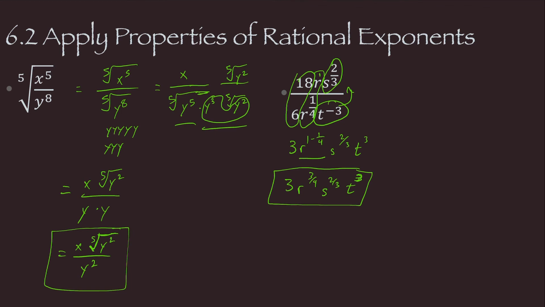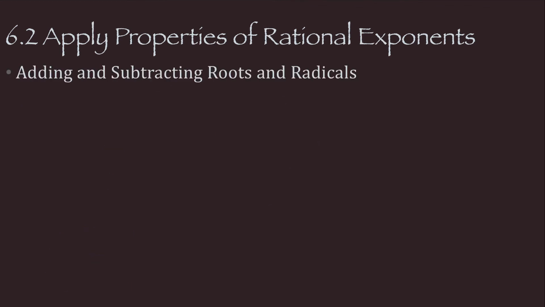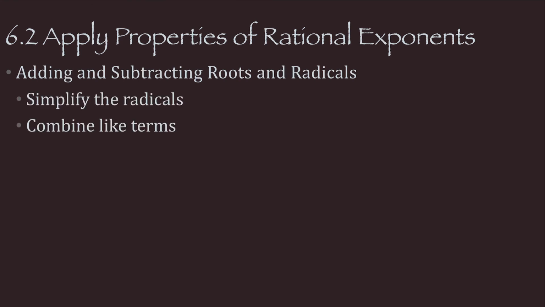But wait, there's still more. Last concept, adding and subtracting. Simplify your radicals and combine like terms. For example, on this first one, notice this 4 to the 3/4 is the same in both. So we have 5 of them, and we're subtracting 3 of them, which would leave 2 of them.